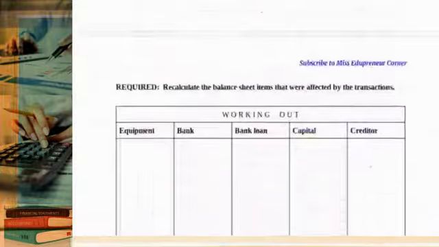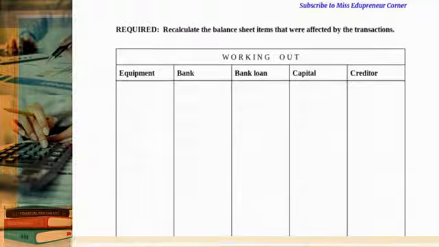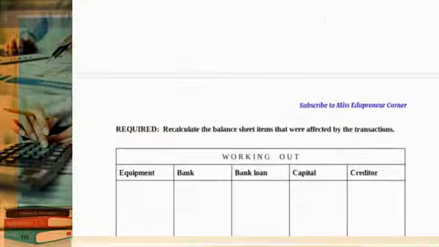So now we're going to go to the working out section, where we're going to recalculate the balance sheet items that were affected by the transactions. So we have equipment, bank loan, capital, and creditor. So the first one we're going to start off with is equipment. So we need the first balance sheet that was given and see if a figure was provided for equipment.